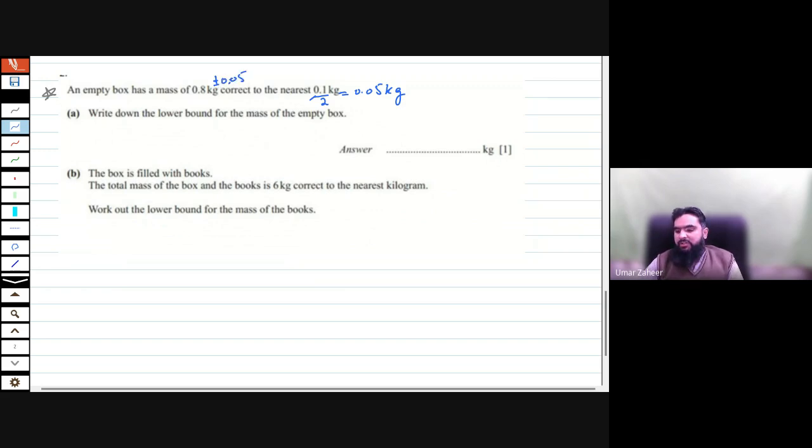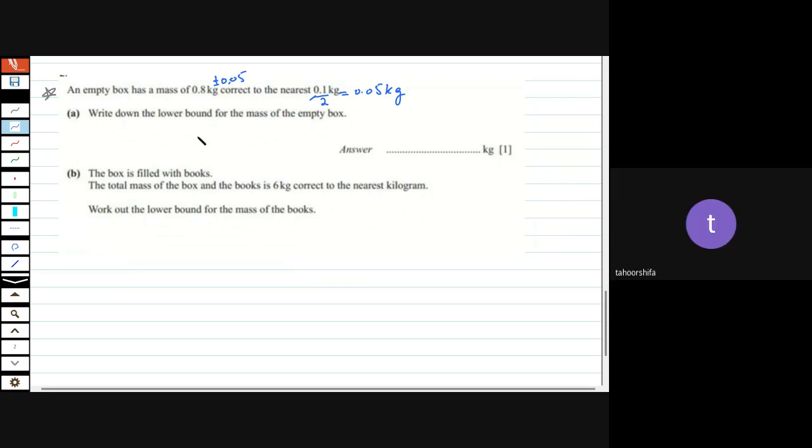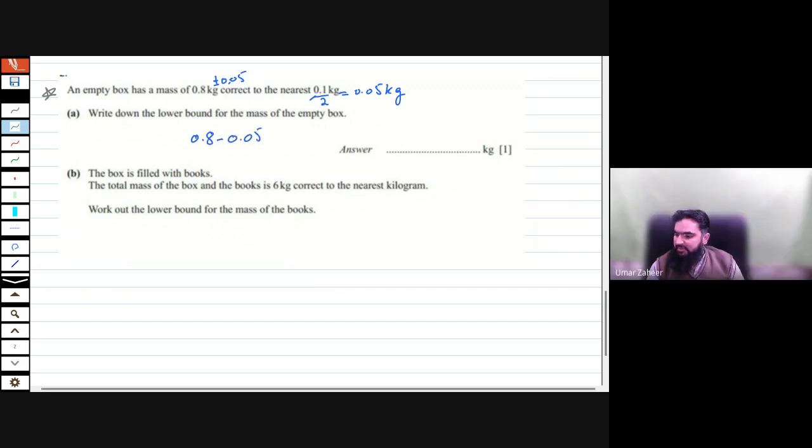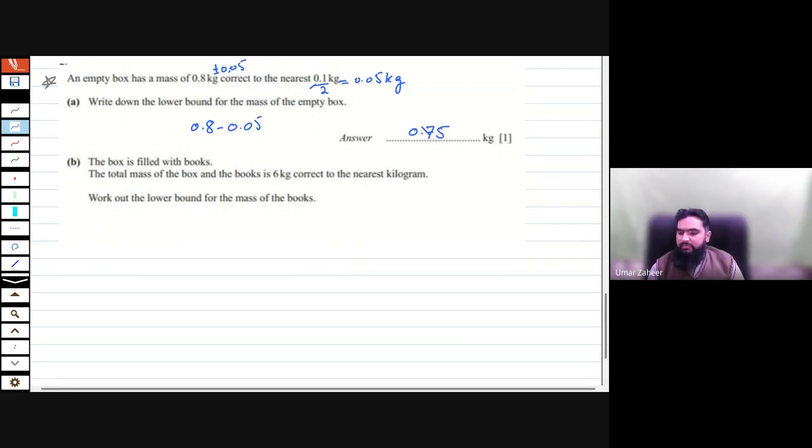So write down the lower bound for the mass of the empty box. What is it? 0.8 minus 0.05. That will be 0.75. This is the same question that I had to take first. Now look at the next one.